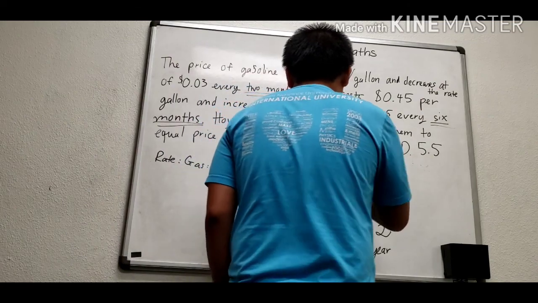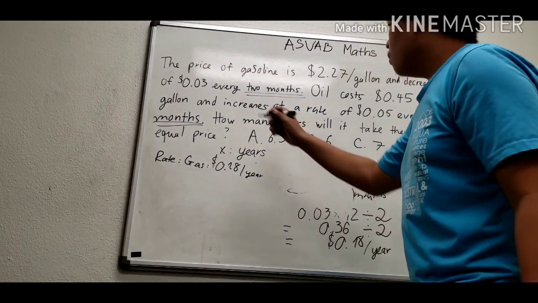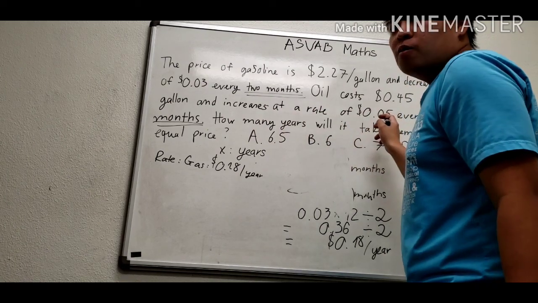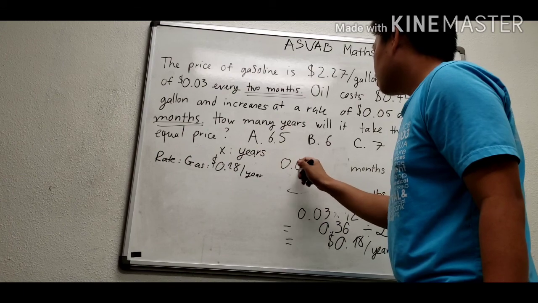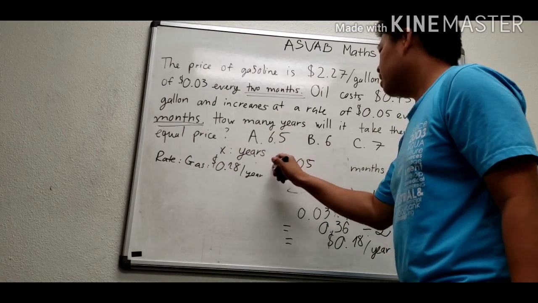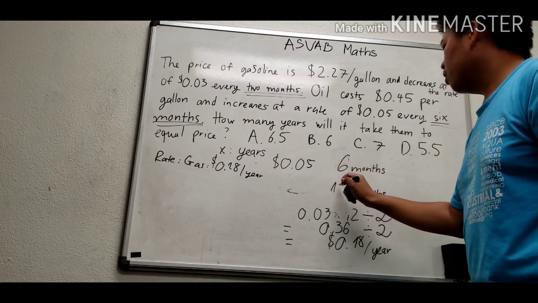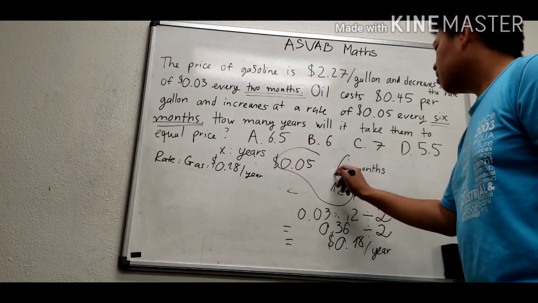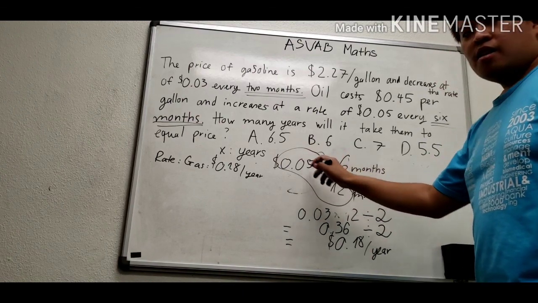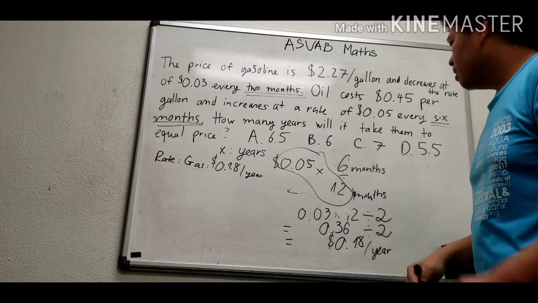Similar with the oil, we see that they have 0.05 in here. We have 6 months, we have 12 months. So we just do the same thing. In this area, we just multiply and then we divide by 6.